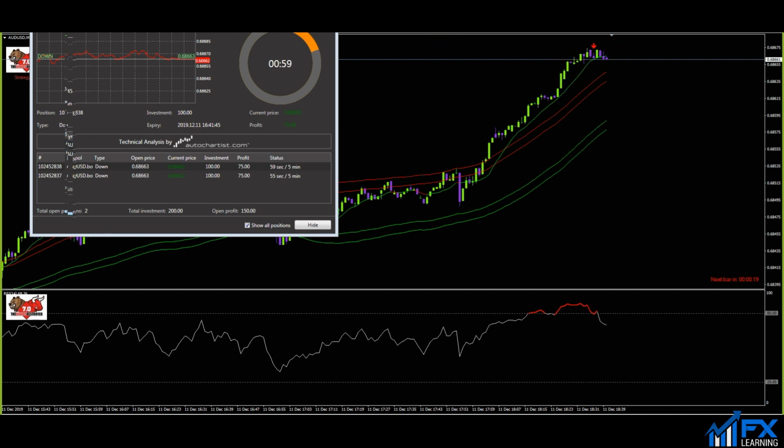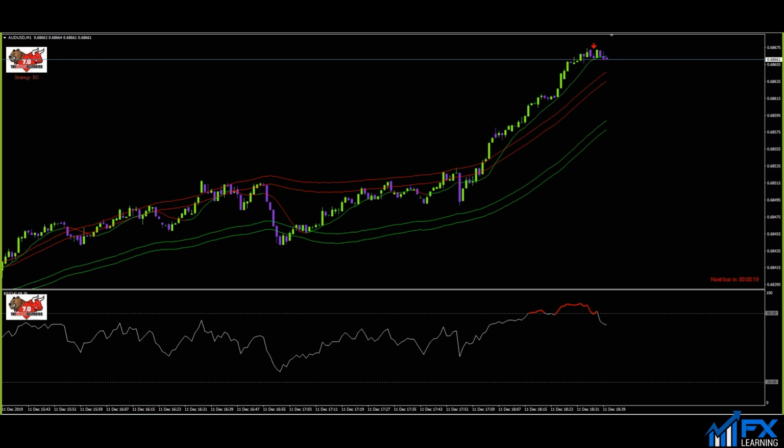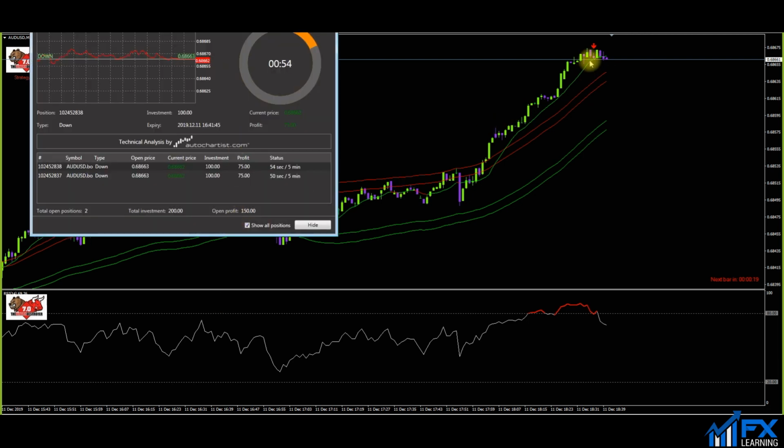This is where I would say binary comes more into the element of things, because you can capture this small pullback now. You wouldn't take this trade on Forex because obviously it's clearly against the trend, but with binary, 5-10 minute expiry is perfectly fine. Anything longer than that, then it'd be clearly against the trend.